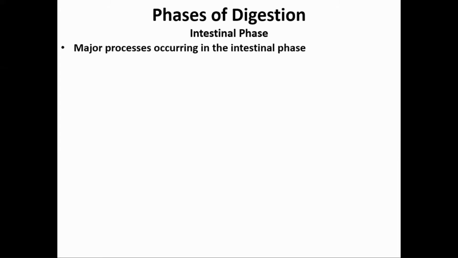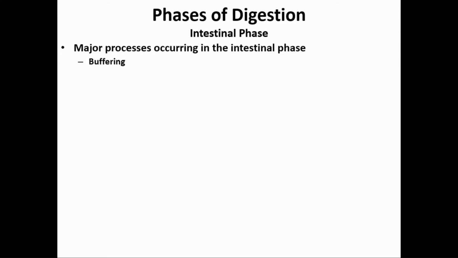So the major process that occurs in the intestinal phase is mainly buffering. Because the acidic chyme which comes into the duodenum may erode the intestinal duodenal mucous membrane, it may cause duodenal ulcer. So there is need of the buffering action.